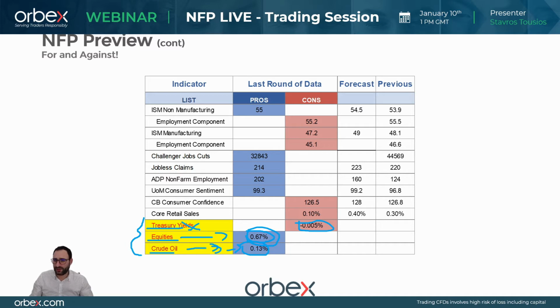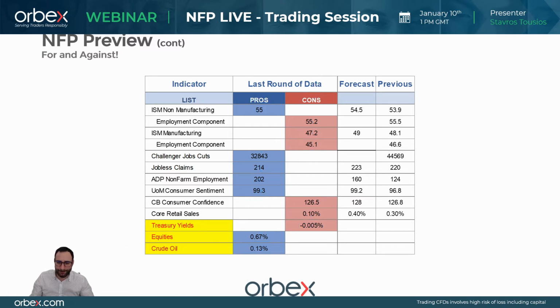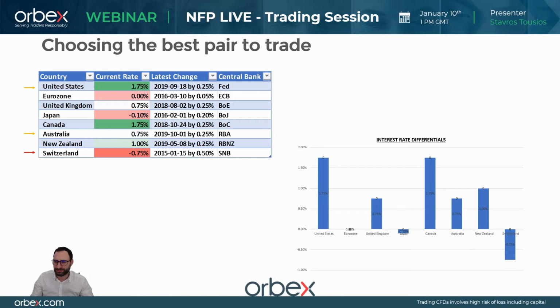Now, however, we still have this table, and we still need to look at what the pros and the cons are, right? So pros, we have 1, 2, 3, 4, 5, 6, 7, and cons, we have 1, 2, 3, 4, 5, 6. Not far from one another when comparing the two. So again, as you can see, sentiment can be, at least from the economic and fundamental perspective, on a macro perspective, a little bit mixed. Now, how can we identify the best pair to trade?